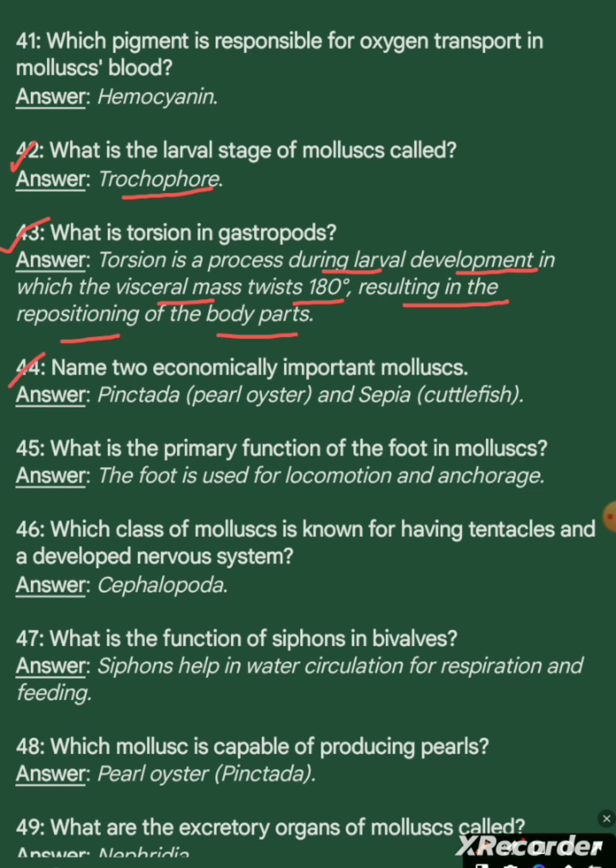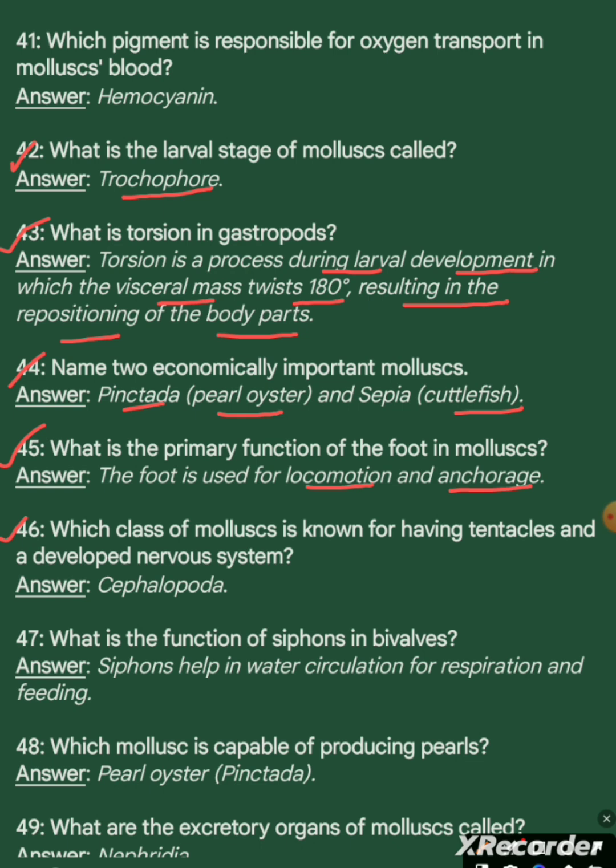Question 44. Name two economically important mollusks. Answer. Pinctada, called pearl oyster, and Sepia, called cuttlefish. Question 45. What is the primary function of the foot in mollusks? Answer. The foot is used for locomotion and anchorage.